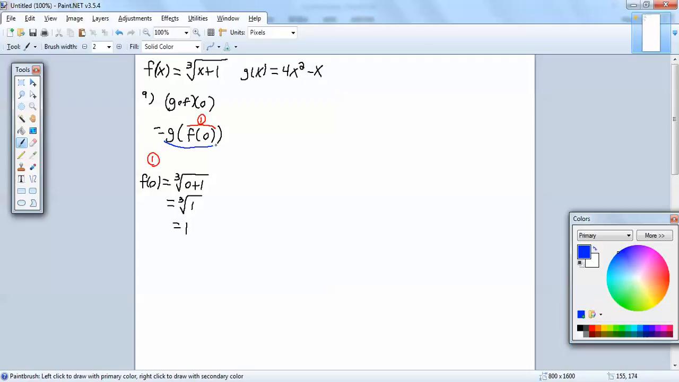And then second, I want to focus on the outer. Because we know now that f of 0 is equal to 1, we're going to replace the f of 0 here with 1. So that becomes g of 1. So we'll go to our g of x, and everywhere we have an x, we'll put in 1. So I got 4 times 1 squared minus 1. 1 squared is 1, times 4 is 4, minus 1, which gives us 3 for our answer.